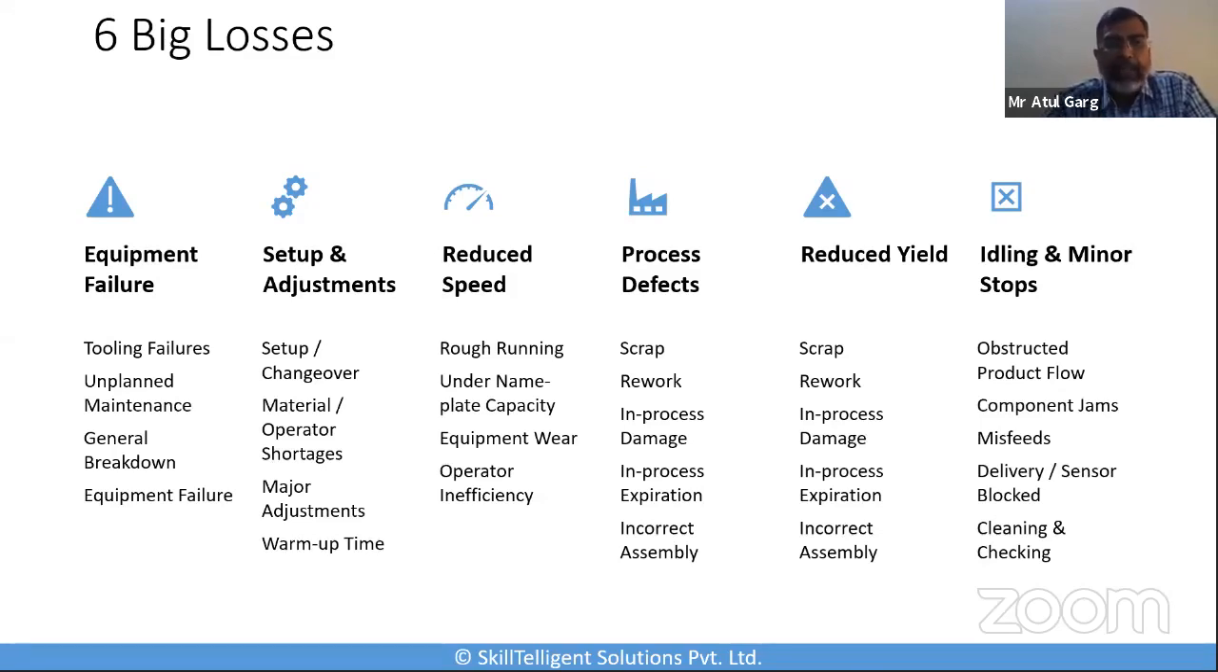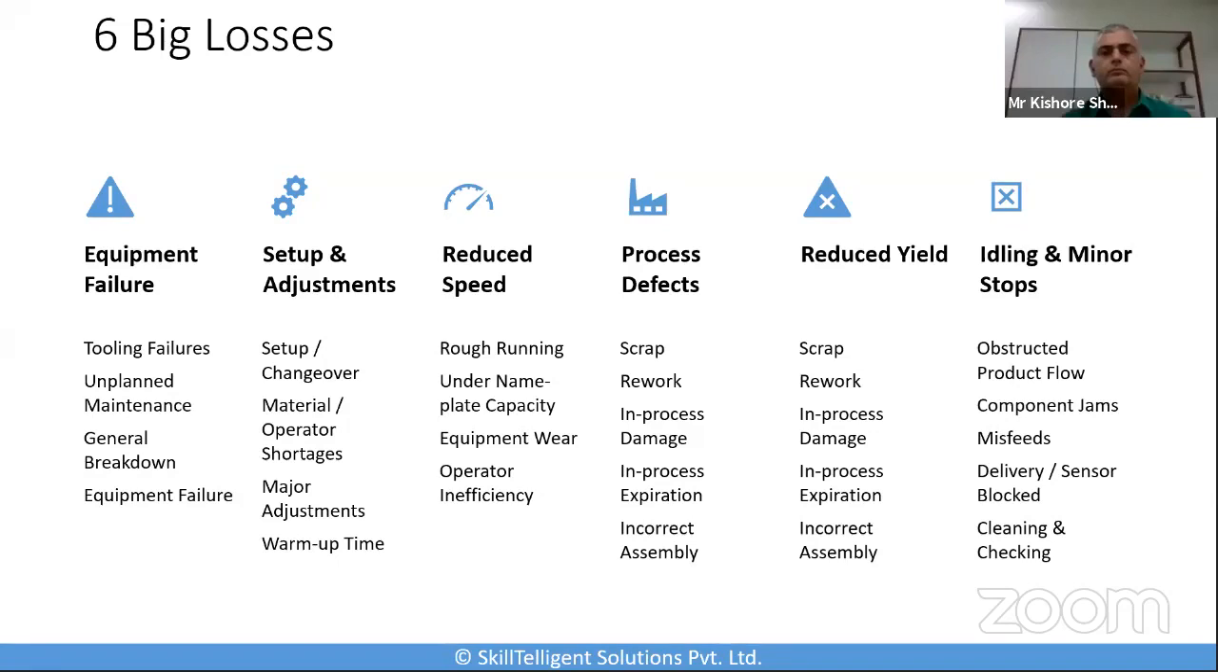The second loss is setup and adjustments, which covers the equipment availability loss due to setup or changeover, material and/or operator shortages, major adjustments being done while setting up the machine, or any kind of warm-up time. The third loss is reduced speed. Any kind of rough running, underrated performance, equipment wear and tear, or operator inefficiency can also lead to reduced speed.